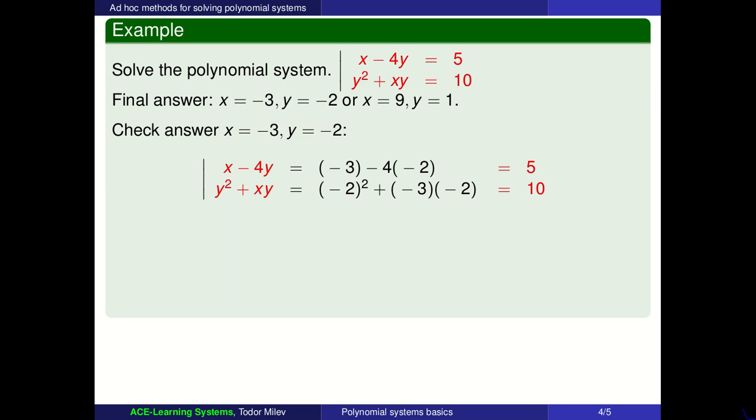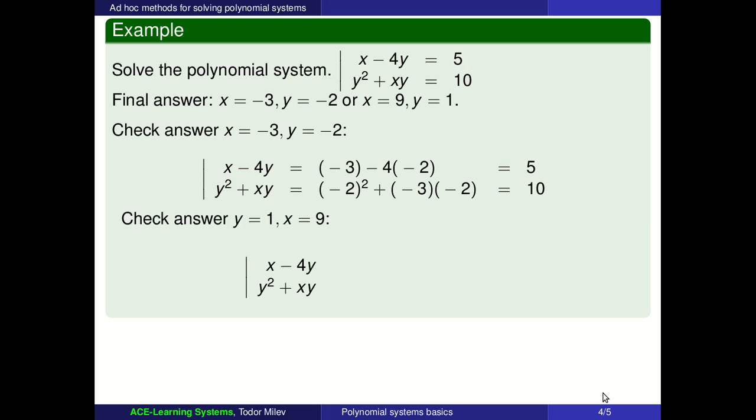So on the first line, let's see what I get. -3 minus 8. So on the first line, I'm getting -3 minus 8. So I'm getting -3 plus 8, which is indeed equal to 5. And on this line, I'm getting 4 plus 6. -3 times -2 is 6, which is indeed equal to 10. So indeed, I do have that x minus 4y is equal to 5, and y squared plus xy is equal to 10, exactly as was required to solve this system.